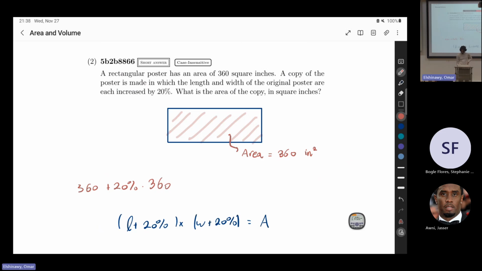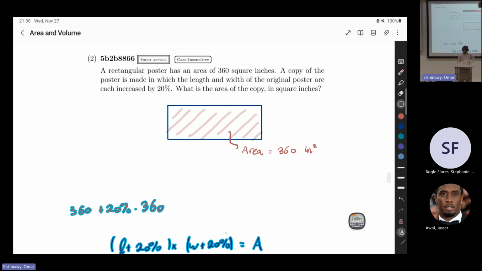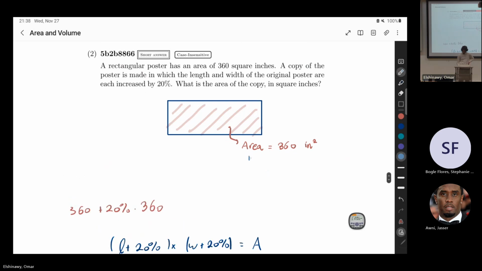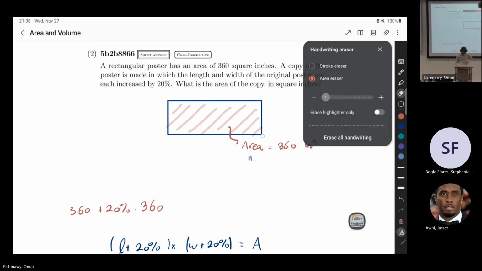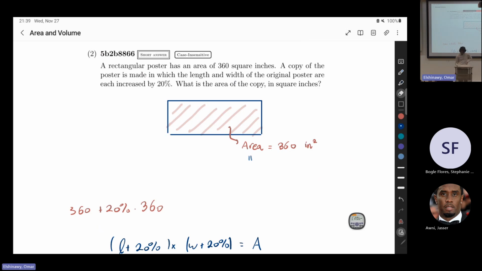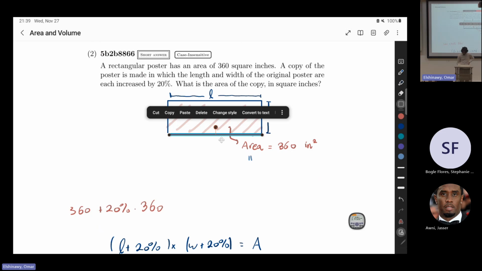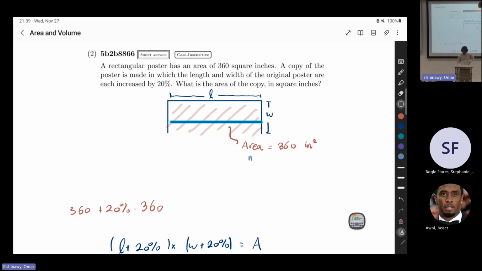So what's the value of the original area? By the way, you don't need to know the formula for the area of the rectangle. But if you think about this, if this is the width and this is the length, the reason why we multiply the length by the width is because you take the length, you sweep it all over the width, and you get something that's two-dimensional.